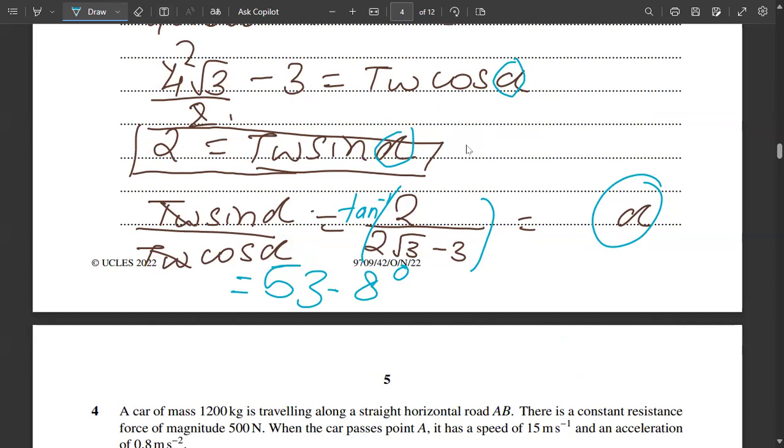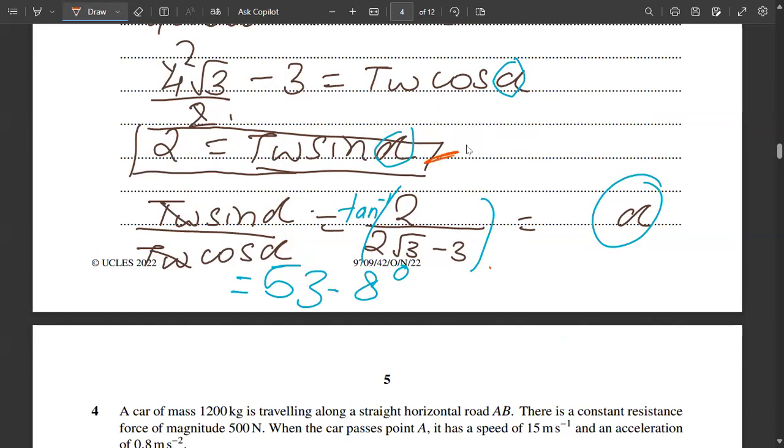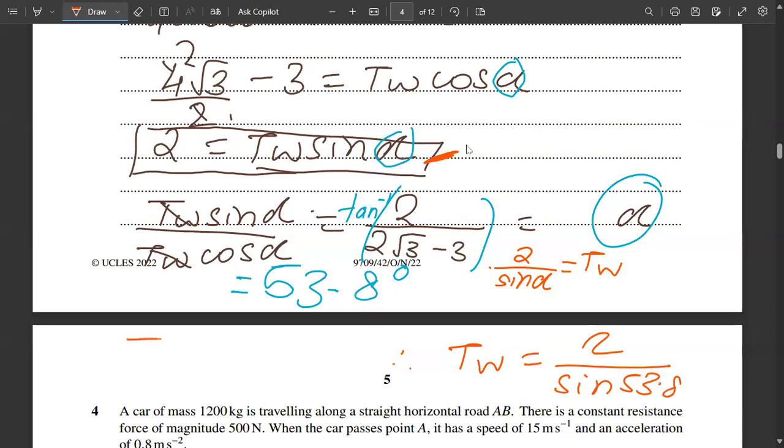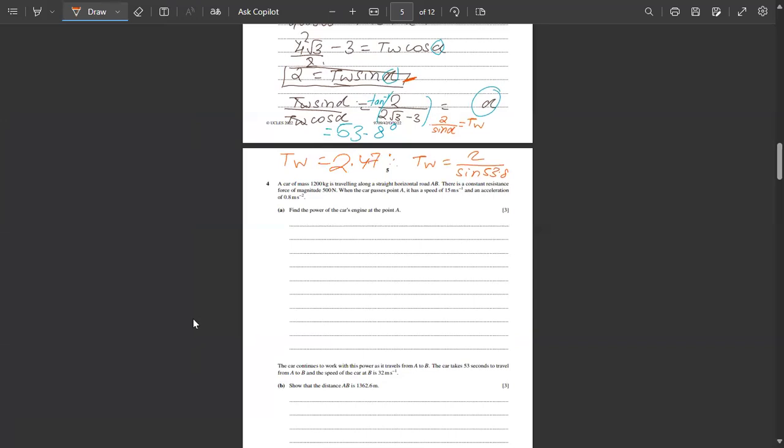Now from this equation, I can get 2 by sine alpha is equal to TW, right? Therefore, TW will equal 2 upon sine 53.8. Which is 2.47 Newton. Hence TW is 2.47 Newton. And we have our answers.